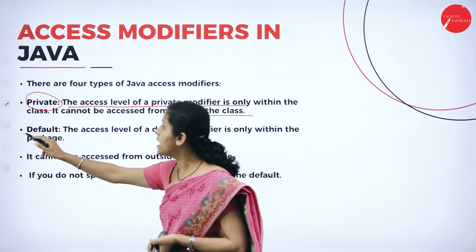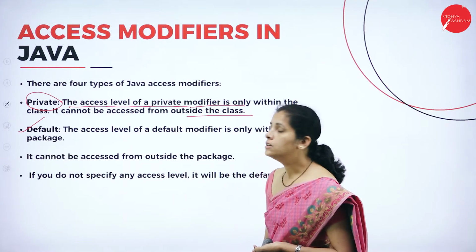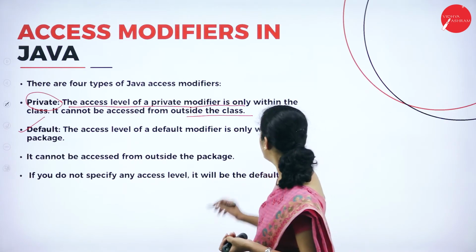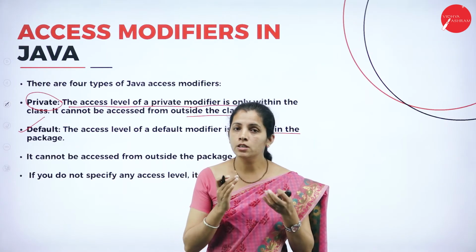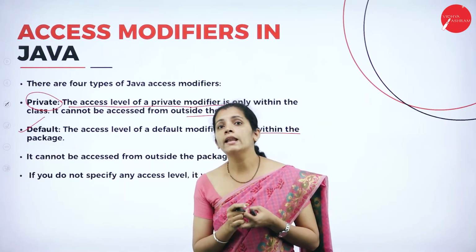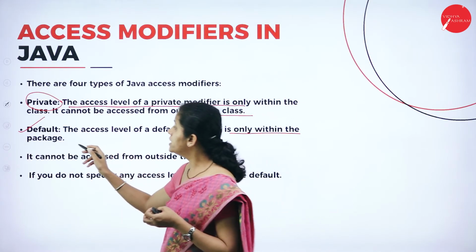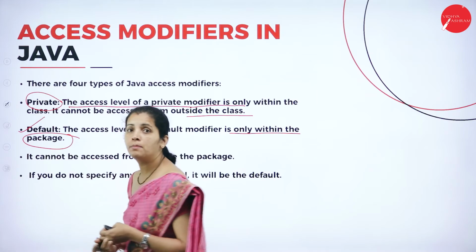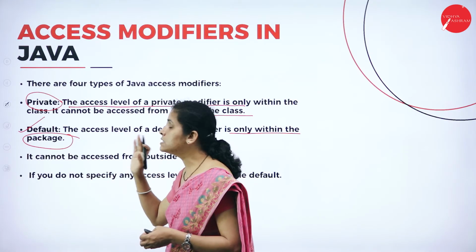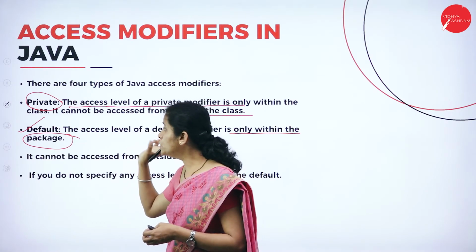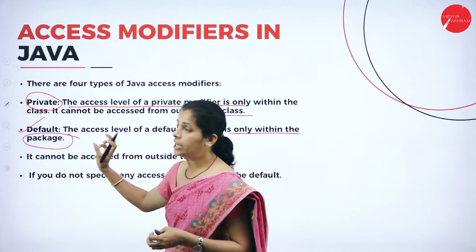Then I'm going to have the second type of modifier, that is default. The default modifier is only within the package. Dear student, a user can create a package. Anyway, I'm going to deal with what a package is in my next session. But in today's session, you just remember that we are going to use the default access specifier in a package.